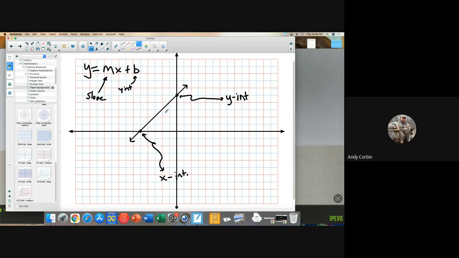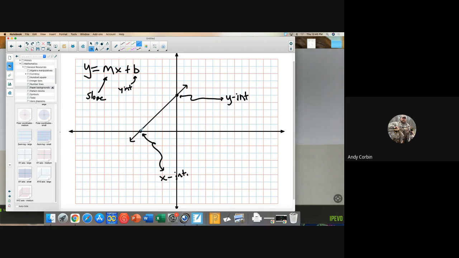You can start at the top one and go down. You can start at the top one and go left. But here's the thing you got to remember. Anytime you go up, it's a positive direction. Anytime you go down, it's a negative direction. If you go to the right, it's a positive direction. If you go to the left, it's a negative direction. So let me show you what I mean.